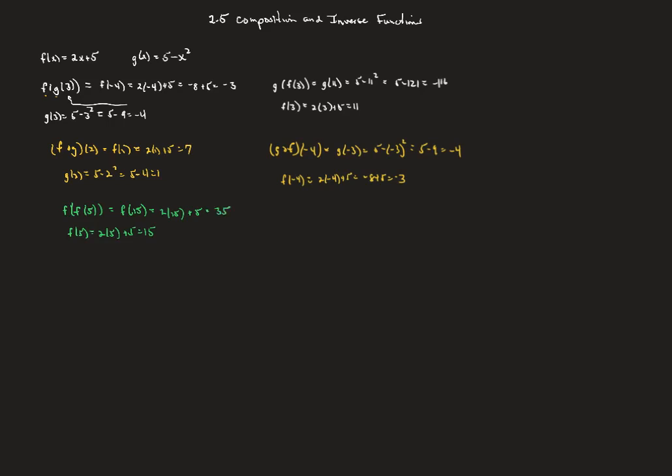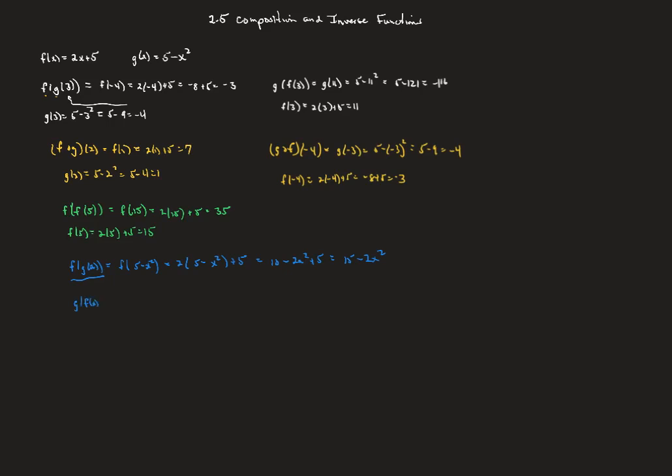We can even do it with x and create a new function. So in this case, we're going to plug into f the g, which is 5 minus x squared. So we're plugging in that 5 minus x squared where we see the x in f. So that's going to become 2 times 5 minus x squared plus 5, and that's going to be 10 minus 2x squared plus 5, which is going to become 15 minus 2x squared. So we create a new function, f of g of x.